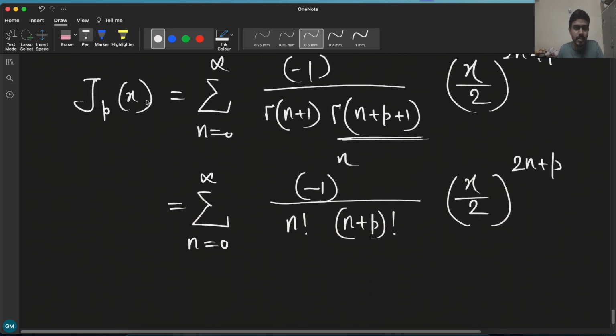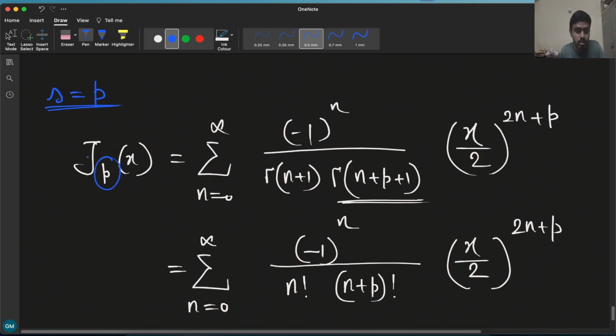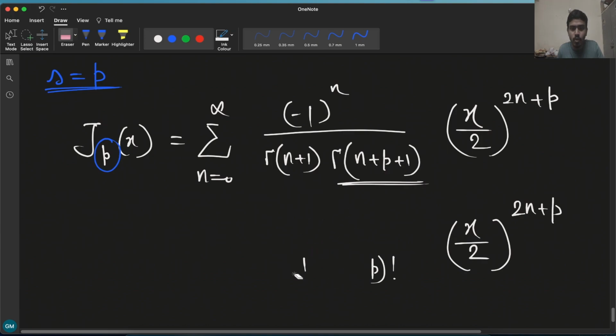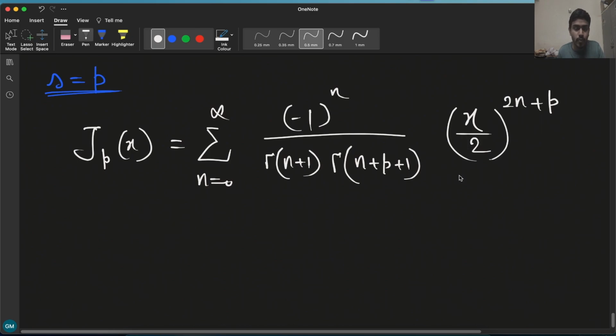So if we want to talk about the Bessel function of the first kind for p equals, let's say, half or 3 by 2, when p takes fractional values, it is better to write in terms of gamma functions. So for the time being, we will remove this factorial notation and keep it in terms of the gamma function. If you really want to know more about the gamma function, I will attach a lecture video in the description section and you can have a look.